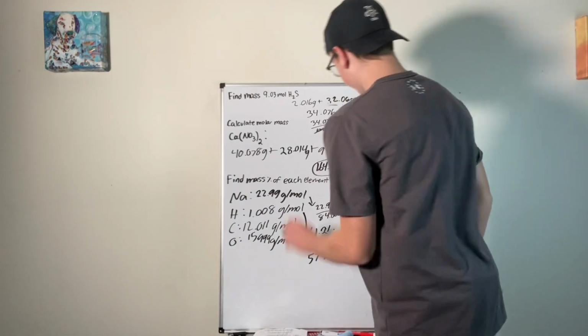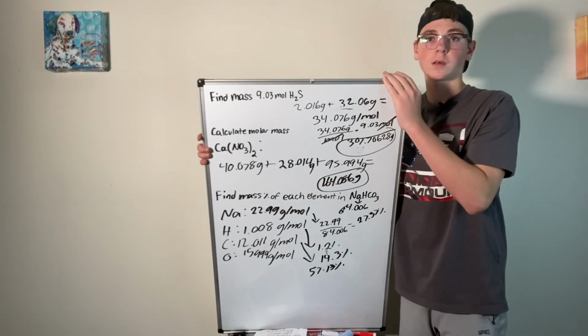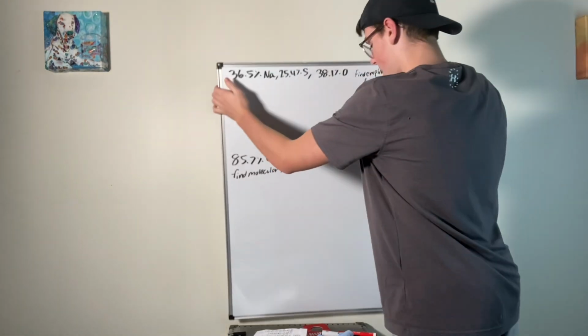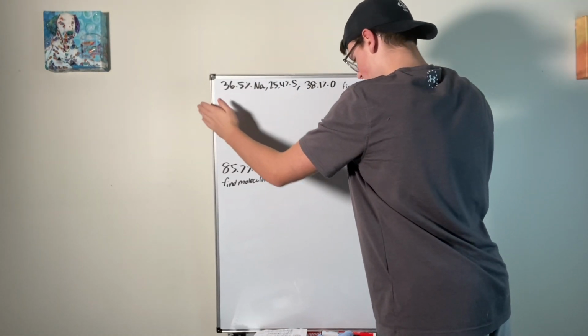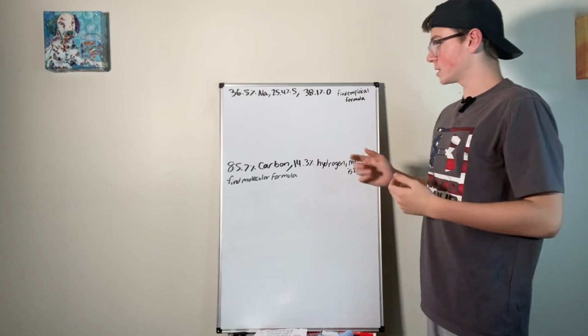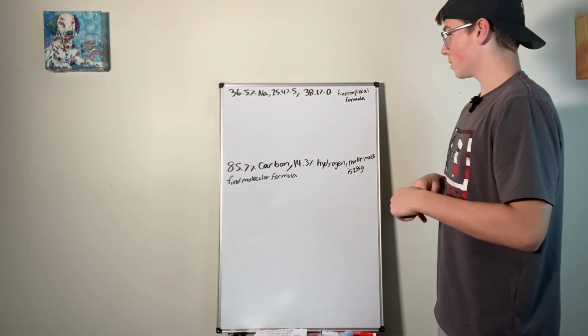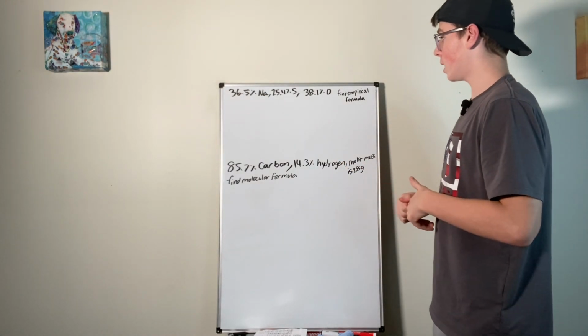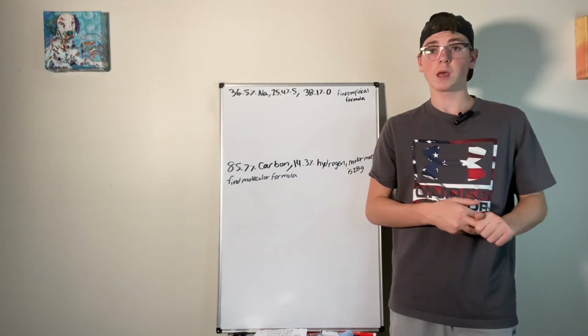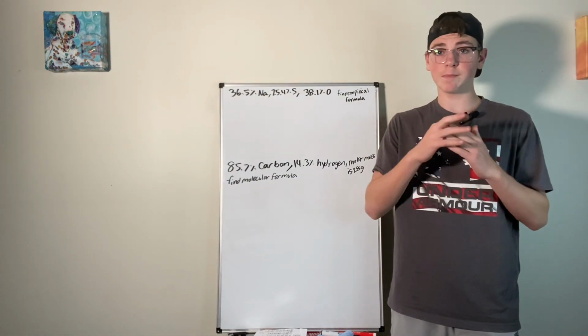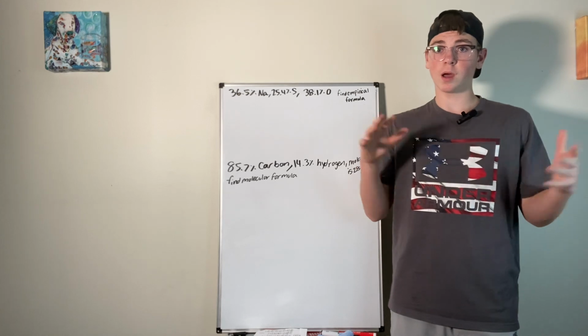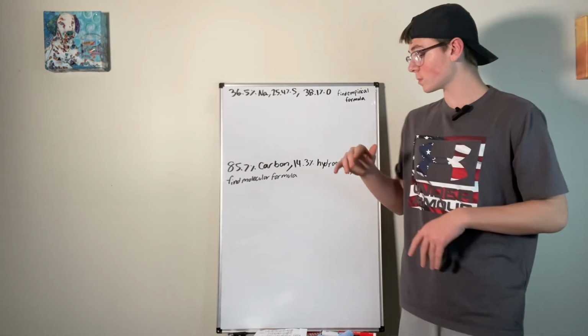Okay, now going on to actually complicated ones. I'm sorry if the last one was complicated and I kind of just threw that at you. Okay, 36.5% sodium, 25.4% sulfur, and 38.1% oxygen. Now find the empirical formula. An empirical formula is like the simplest ratio of the elements.